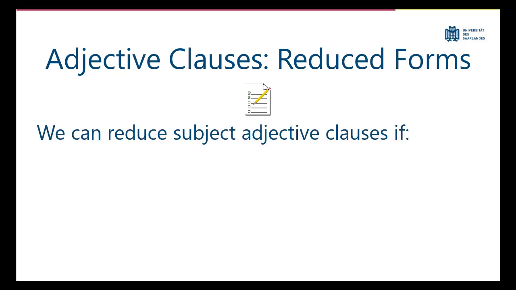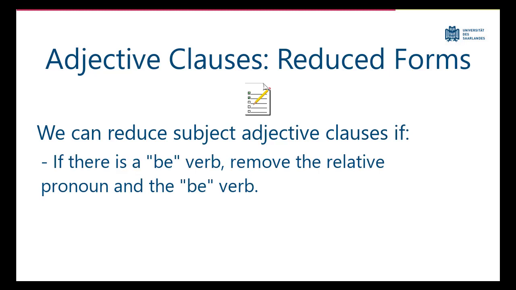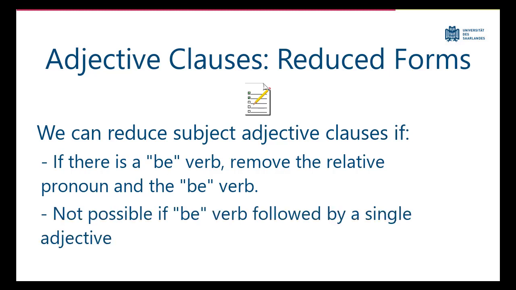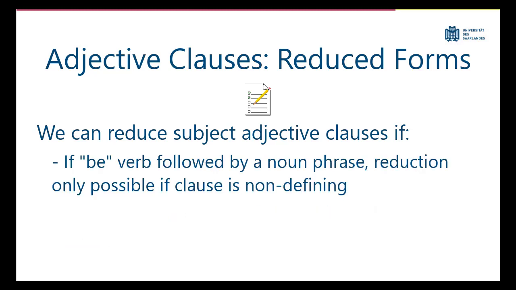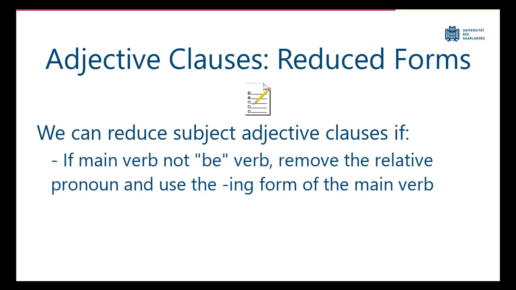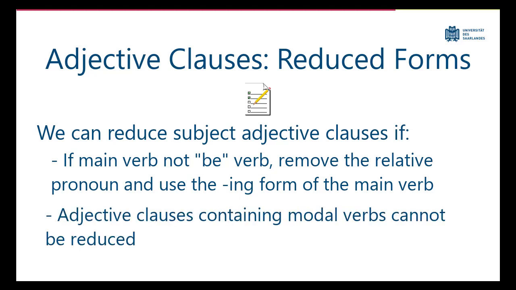Today, we've seen that subject adjective clauses can be reduced if we keep the following in mind. If there's a be verb in an adjective clause, remove the relative pronoun and the be verb. This can't be done, however, if the be verb is followed by a single adjective. If the be verb is followed by a noun phrase, the clause can only be reduced if it is non-defining, that is, if it uses commas. If there is a verb other than the be verb, remove the relative pronoun and use the ing form of the verb in question. And finally, adjective clauses that contain modal verbs can't be reduced.